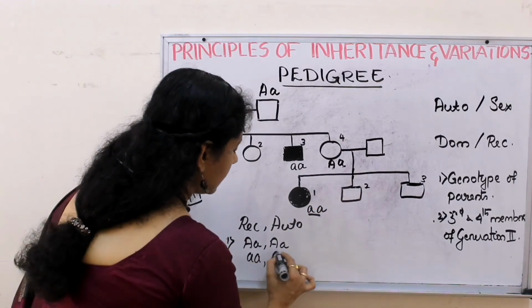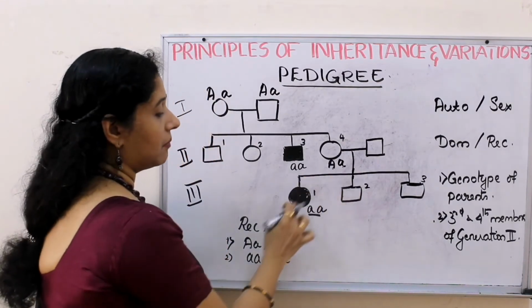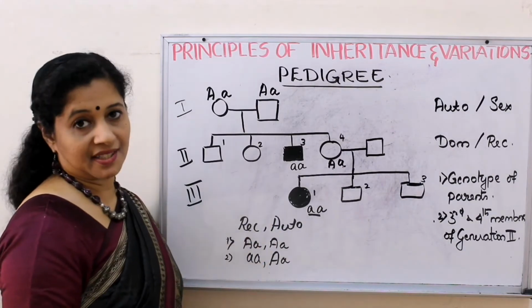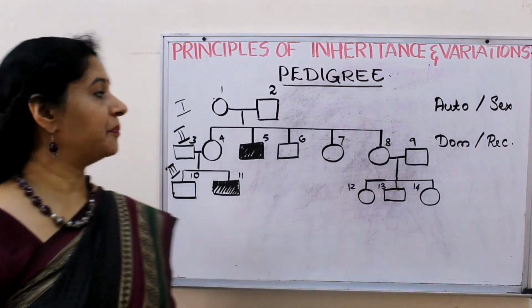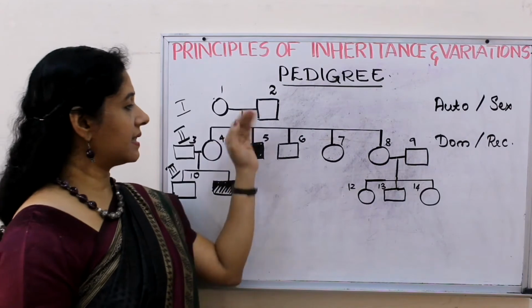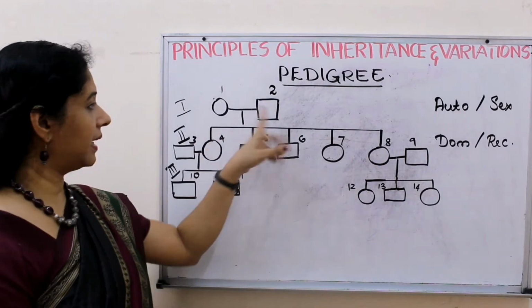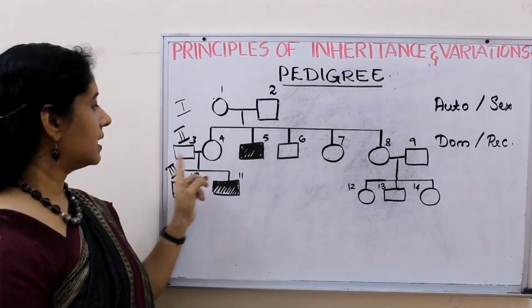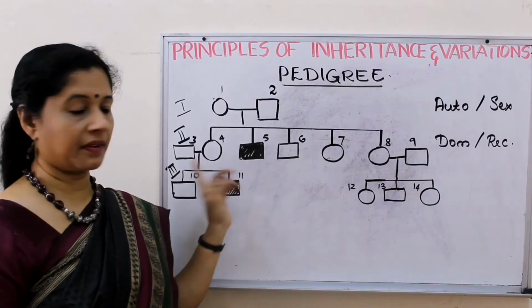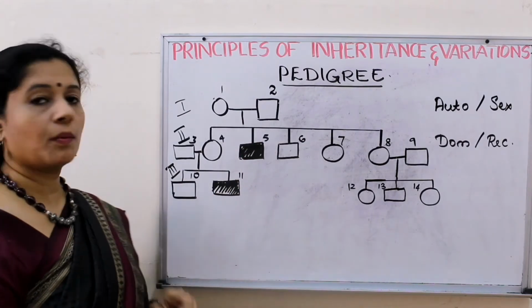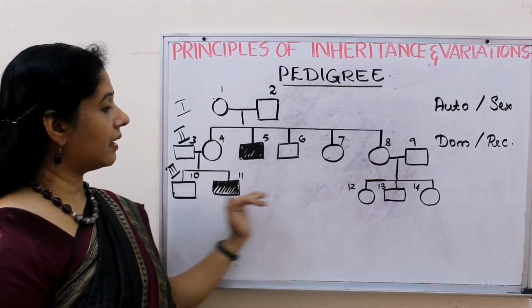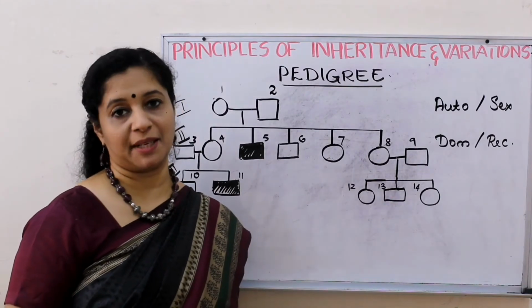So, the fourth member is capital A, small a, because her daughter is affected. Let us look at another example. Here, this pedigree again has 3 generations. Parental generation not affected. Second generation, one son is affected. Third generation, also one son is affected. And there are 14 members in this family.